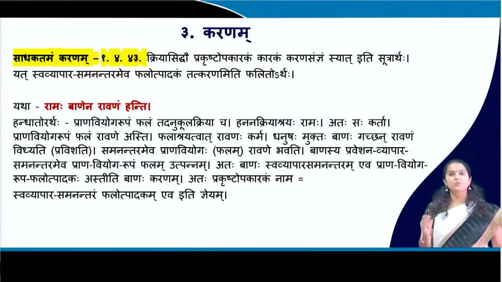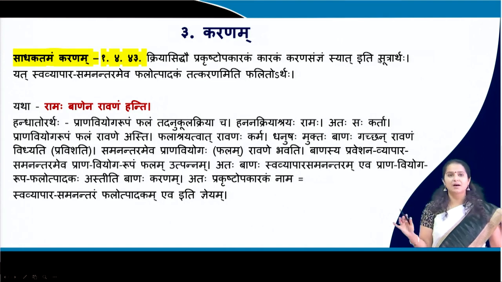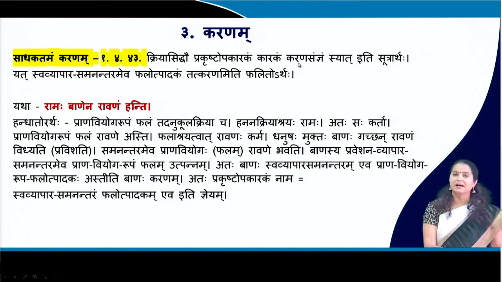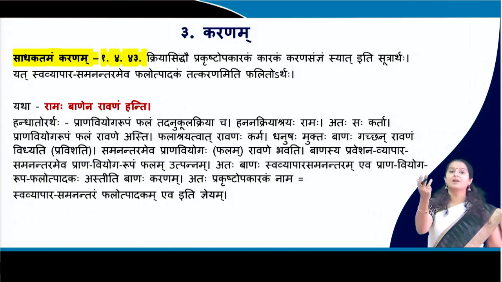Now, let's look at the third karakam, which is karanam. It says Sadhakatamam Karanam, and this is the first adhyaya, the fourth pada, and the 43rd sutra. So 1.4.43. It says Kriya Siddhau Prakrishtoparakam Karakam Karanasanjnyam Syat iti sutrarthaha. Now Kriya Siddhau, for the achievement of the result of the action, Prakrishtoparakam, that which is most instrumental, Karakam, that particular Karakam is the Karana Sanjnyam Syat iti sutrarthaha. Yat Swavyapara Samanantarameva Phalotpadakam Tat Karanam iti Phalitorthaha. So what does that mean? Yat Swavyapara, having done its action, Samanantaram eva, immediately after that, Phalotpadakam, it gives rise to the fruit. Tat Karanam, that is the instrument, iti Phalitorthaha.